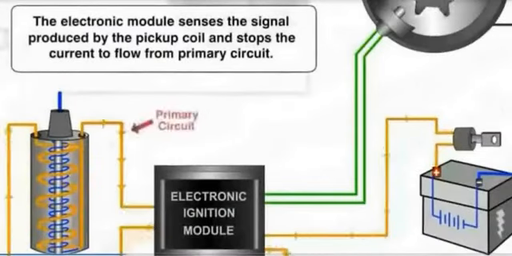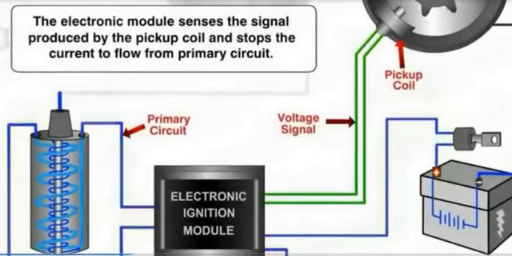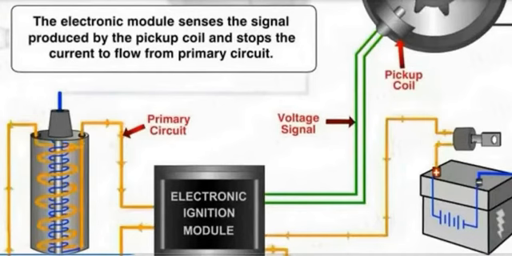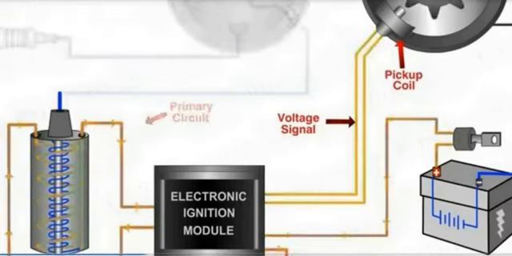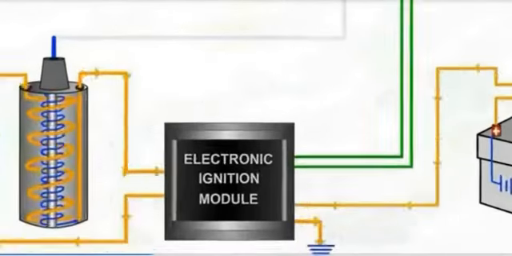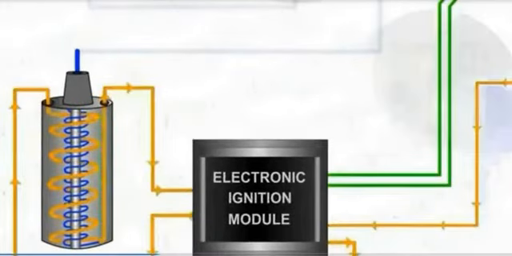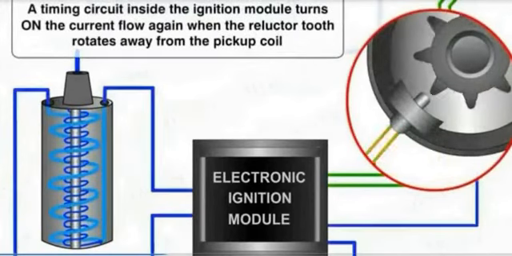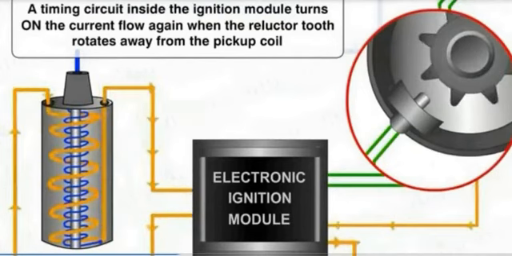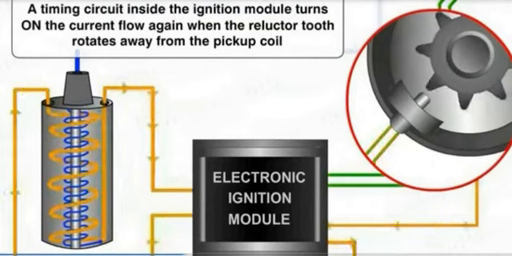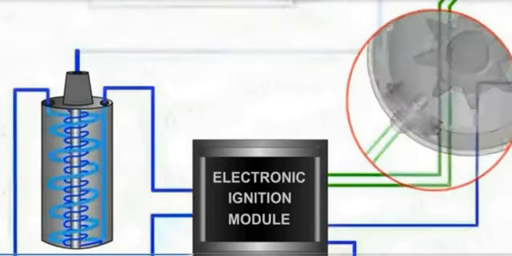The armature sends a signal towards the ignition module to make and break the circuit. The electronic module senses the signal produced by the pickup coil and stops the current flow. The timing circuit in the ignition module turns the flow on when the armature tooth is away.